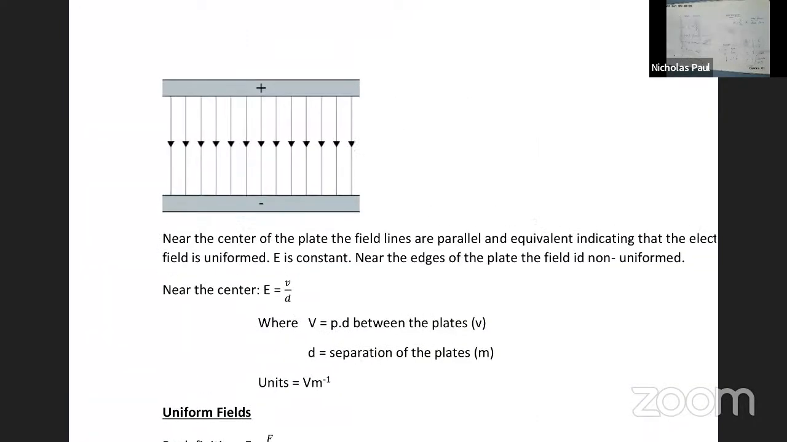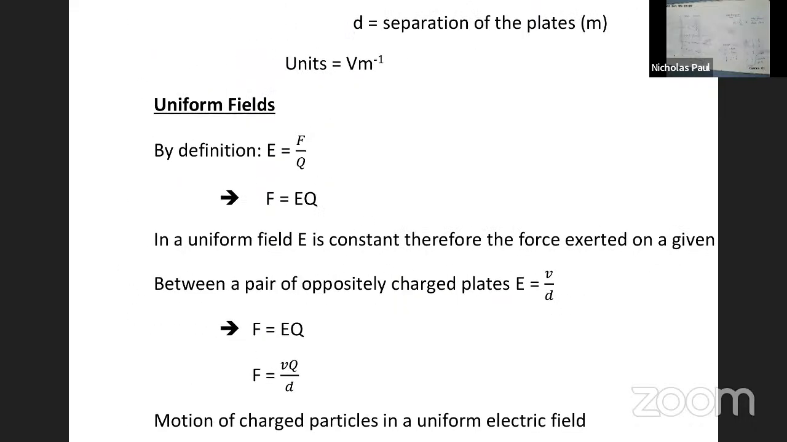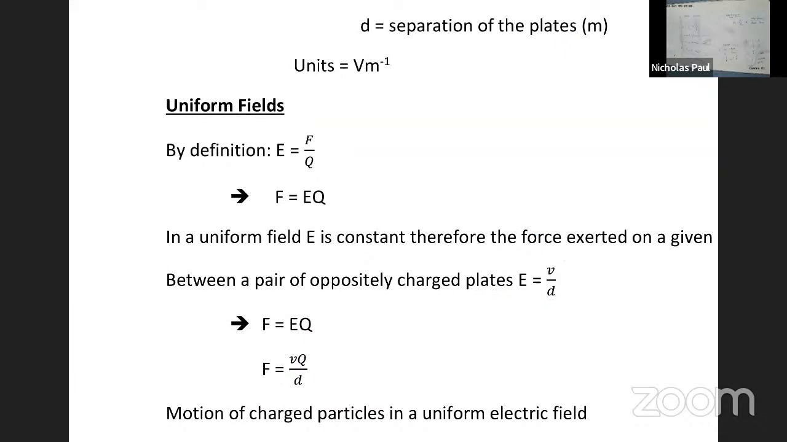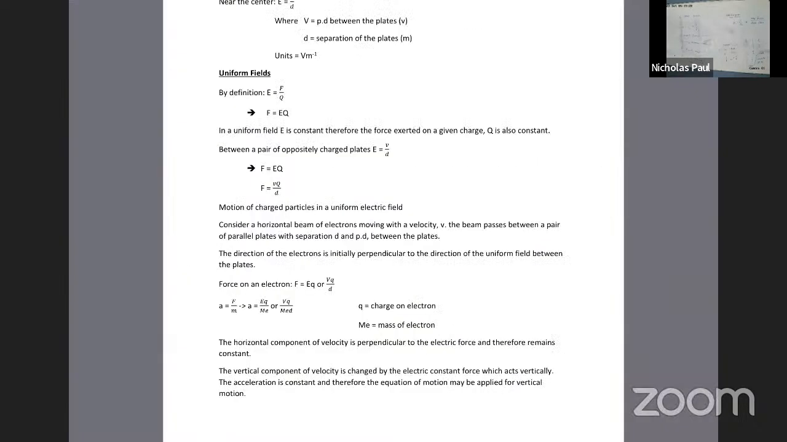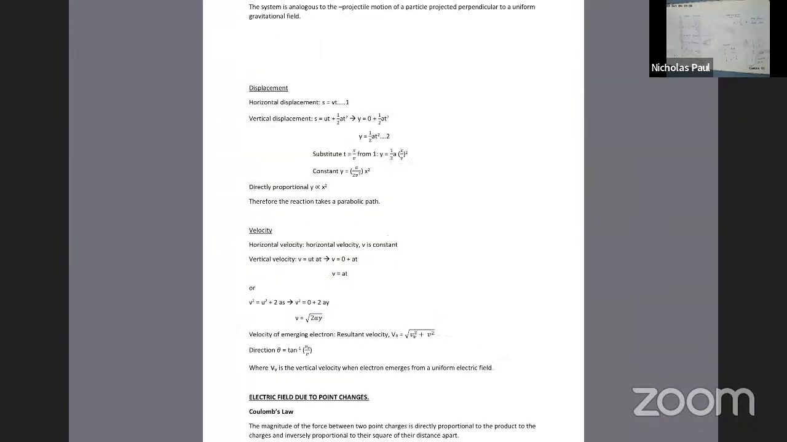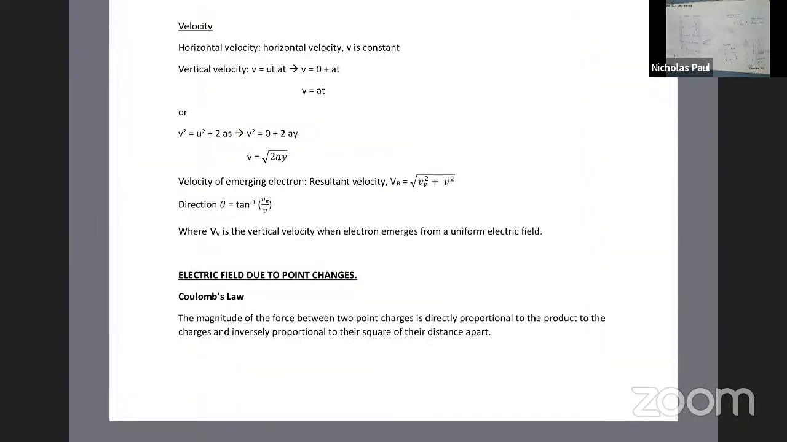Here we have two parallel plates, and we said that the electric field strength is given by E equals V on d. We talked about uniform electric fields, and we said that the force exerted by a uniform electric field is VQ on d, by substituting this into this, okay? So we talked about electric field strength and how to work it out. Then we talked about charges moving in an electric field and how it's comparable to projectile motion.